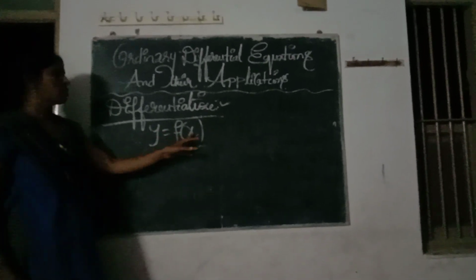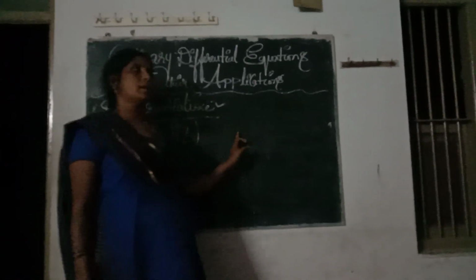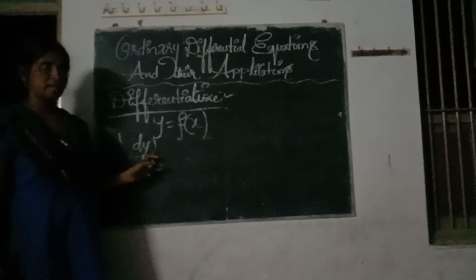What is differentiation? Differentiation means, for the equation y equals f of x, the rate of change of y with respect to x is called the differentiation, and also dy by dx. Here dy by dx means the rate of change of y with respect to x, and the differentiation is denoted by the symbol dy by dx.